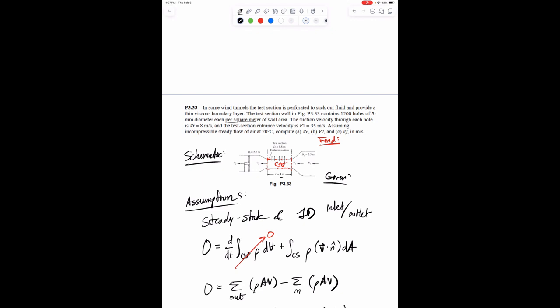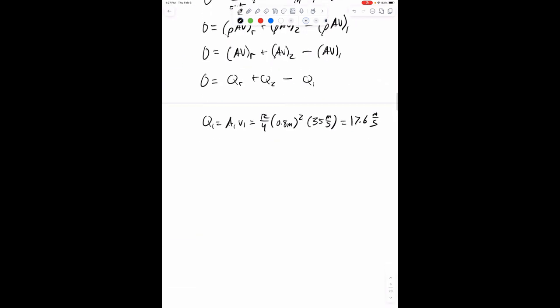Okay, anyways, we'd solve for Q2. QR is the cross-sectional area at R times VR. So we have 1,200 holes, as we said earlier, times the cross-sectional area of the 5 millimeter diameter holes, pi over 4 times 0.005 meters squared, times the velocity, which is 8 meters per second. That's the suction speed going out of your hole.